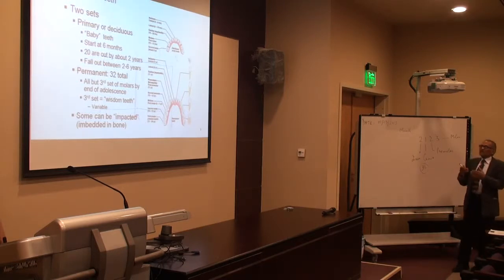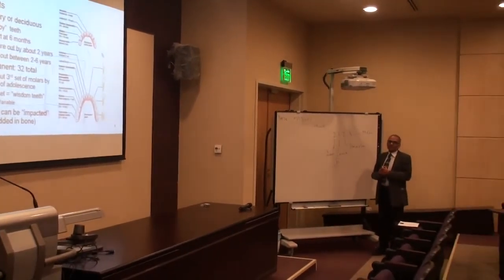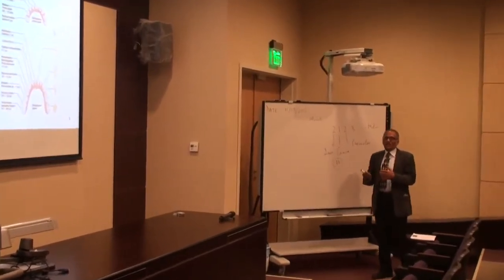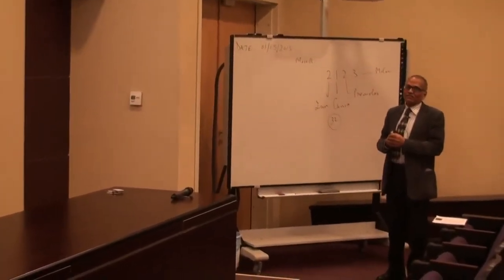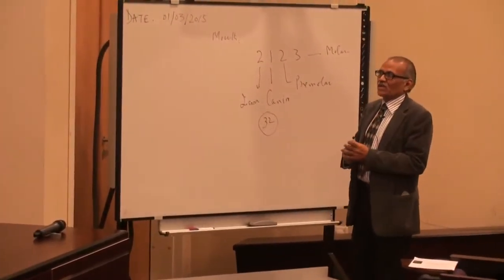Now, the first set of teeth, the primary, the baby teeth, the sugar teeth some people call them, they fall out from 2 to 6 years and are replaced by the permanent teeth. And these permanent teeth are responsible for chewing.